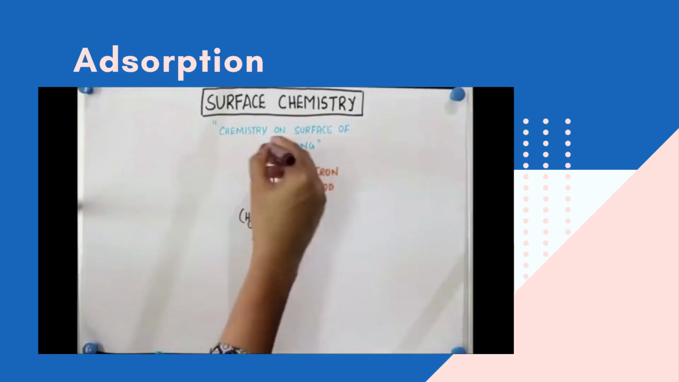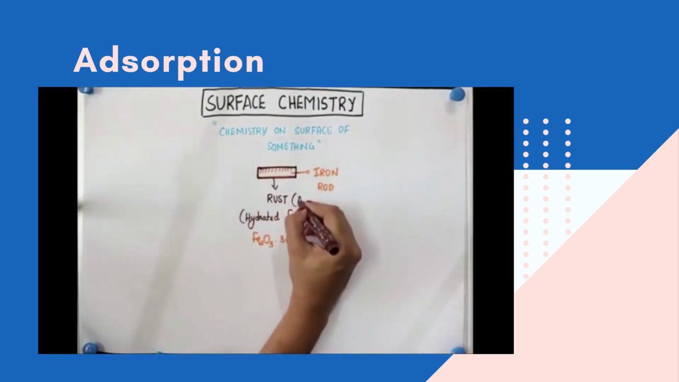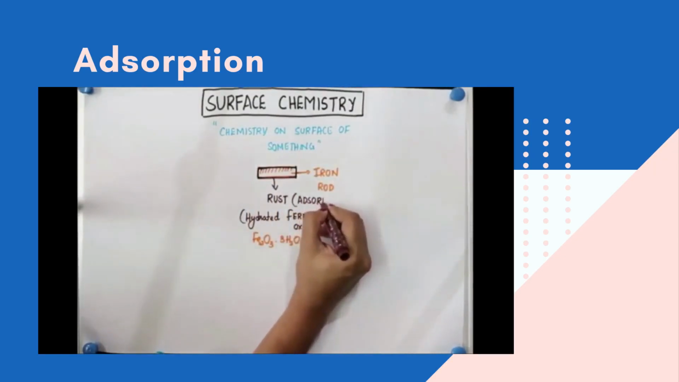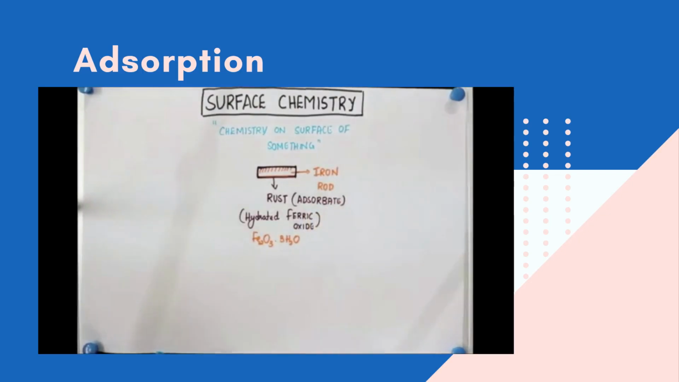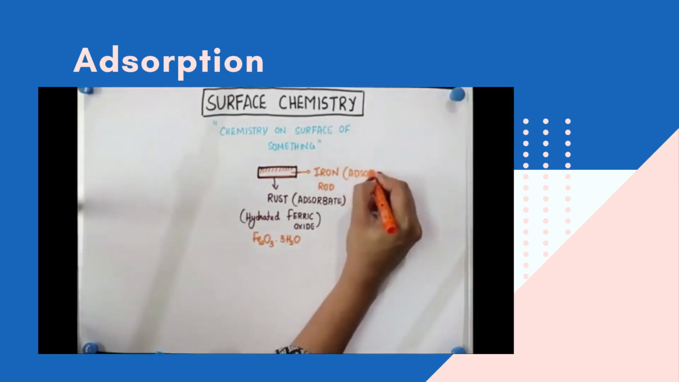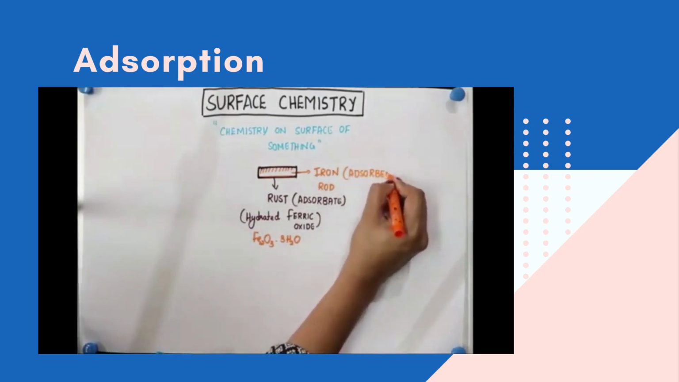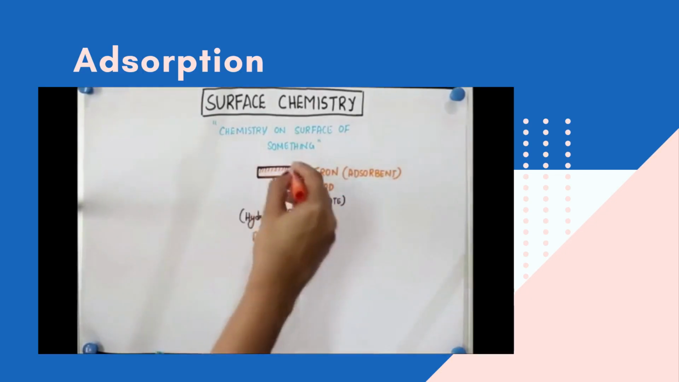So, some particles which are sitting on the surface of anything are called adsorbate. Adsorbate. And the substance on which the particle sits is called adsorbent. So in this case, rust becomes the adsorbate because it is sitting on the substance, and the iron rod becomes the adsorbent because the rust sits on the iron rod.